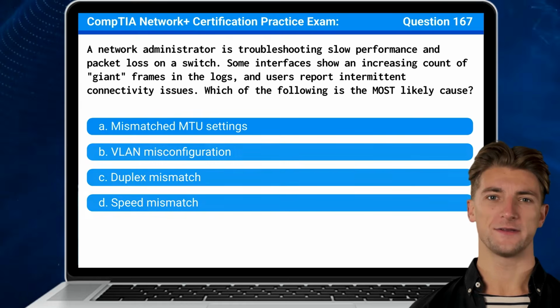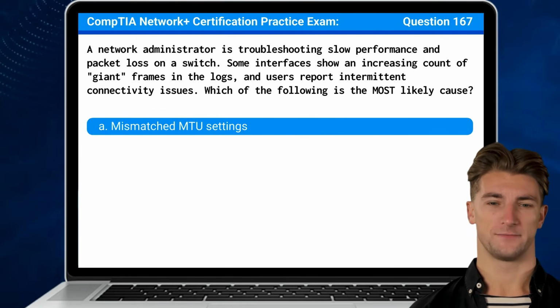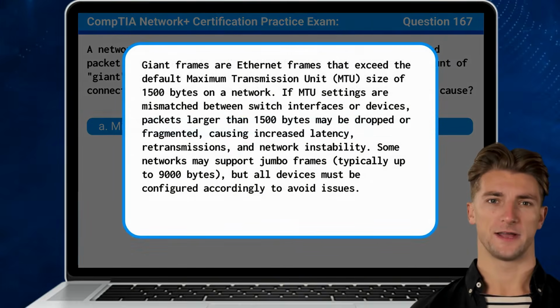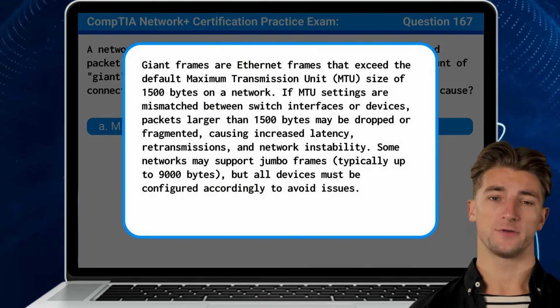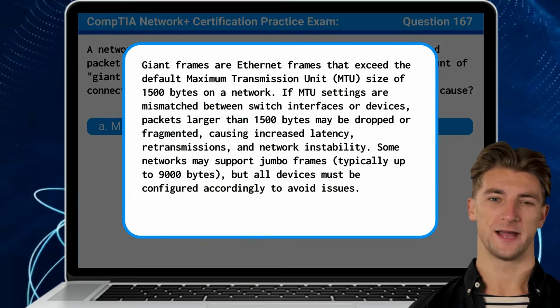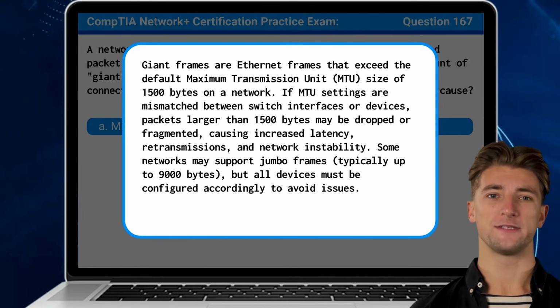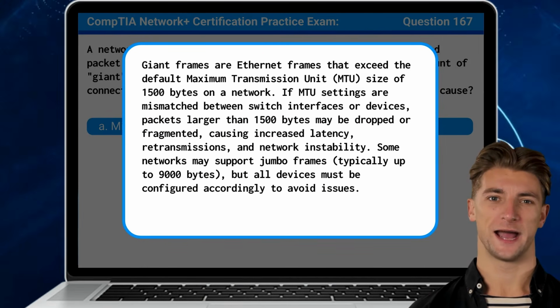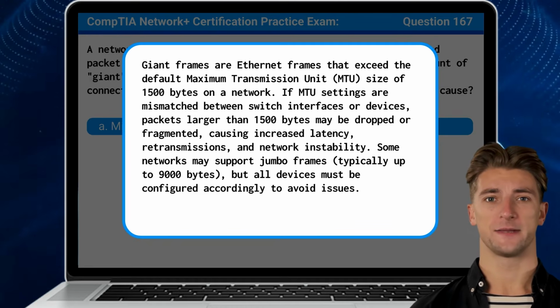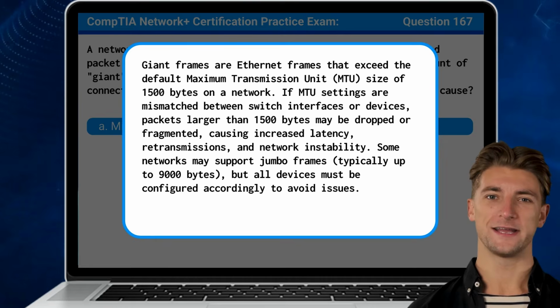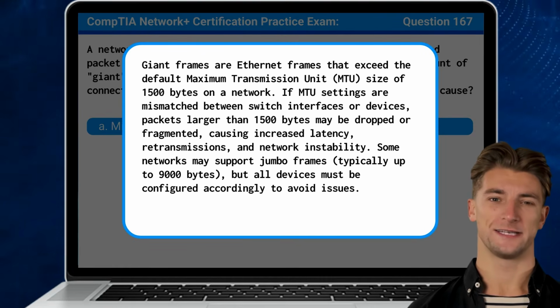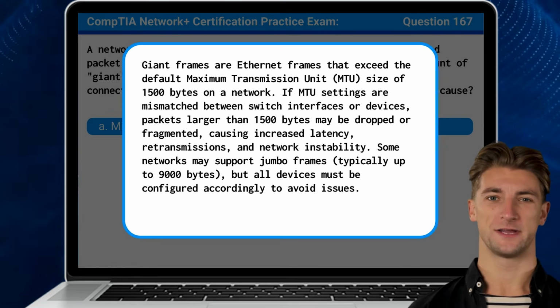The answer is A. Mismatched MTU settings. Giant frames are Ethernet frames that exceed the default maximum transmission unit size of 1500 bytes on a network. If MTU settings are mismatched between switch interfaces or devices, packets larger than 1500 bytes may be dropped or fragmented, causing increased latency, retransmissions, and network instability. Some networks may support jumbo frames, but all devices must be configured accordingly to avoid issues.